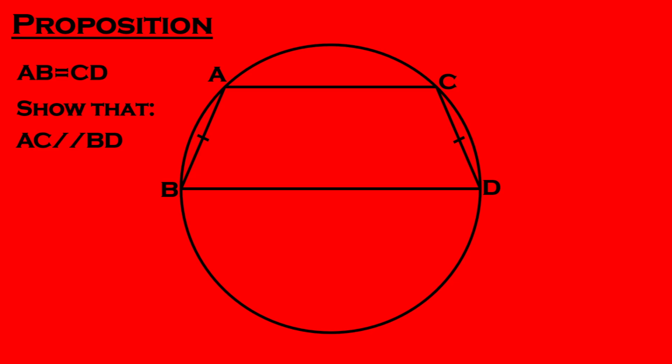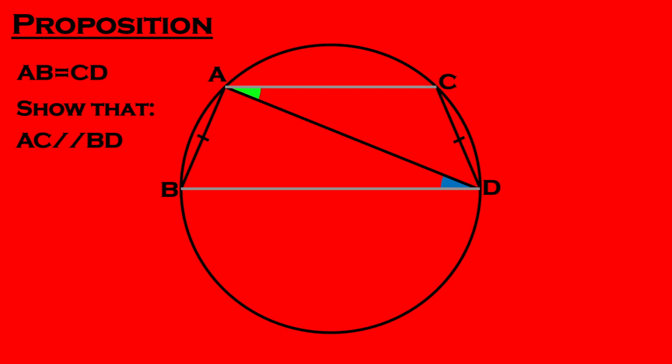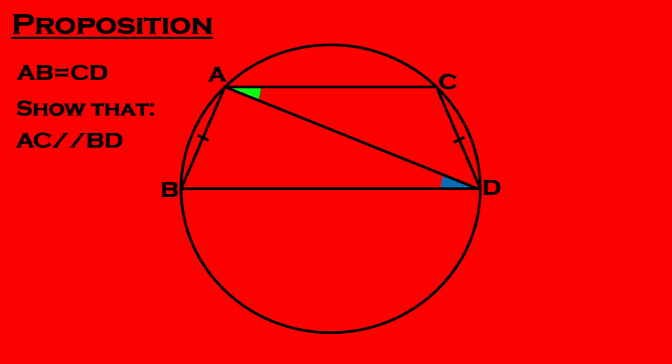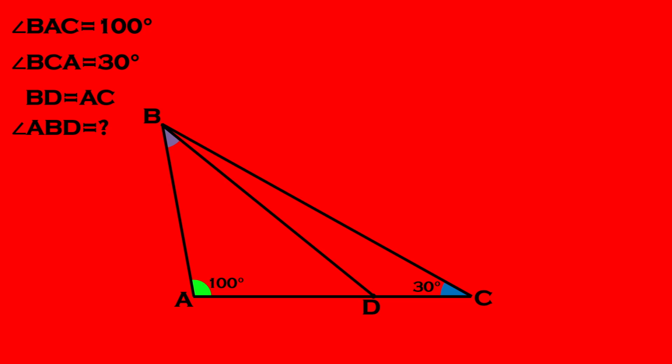So, we construct segment AD, and if we observe the blue and the green angles, they intercept equal chords. Therefore, according to a geometric theorem, these two angles must be equal. But these angles are alternate interior angles of the white lines, and they are equal. Therefore, the white lines must be parallel. Let's return now to our original problem.